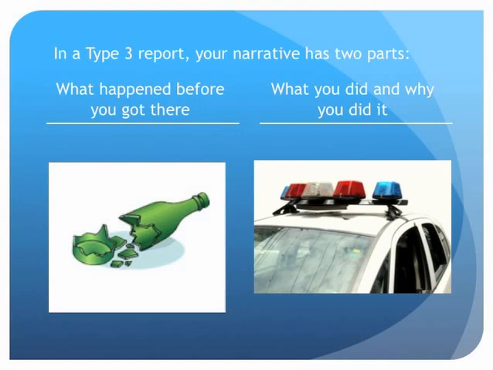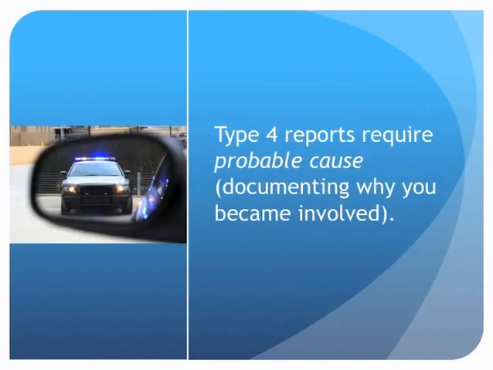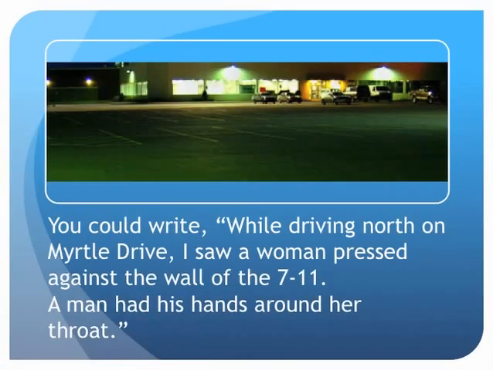Now let's look at a Type 4 report. You, the officer, initiate the police action. Perhaps you saw a man hitting a woman or holding her against a wall. Type 4 reports require probable cause, documenting why you became involved. You could write, while I was driving north on Myrtle Drive, I saw a woman pressed against the wall of the 7-Eleven. A man had his hands around her throat.